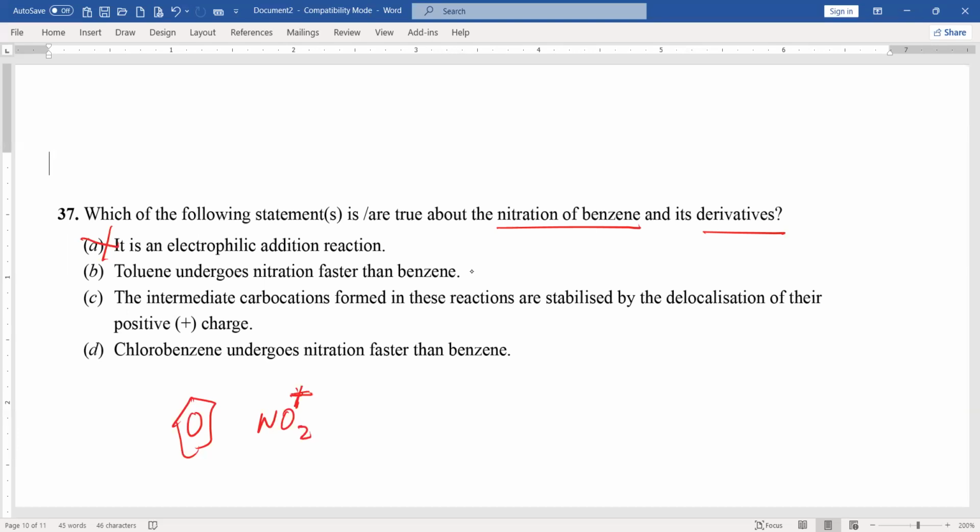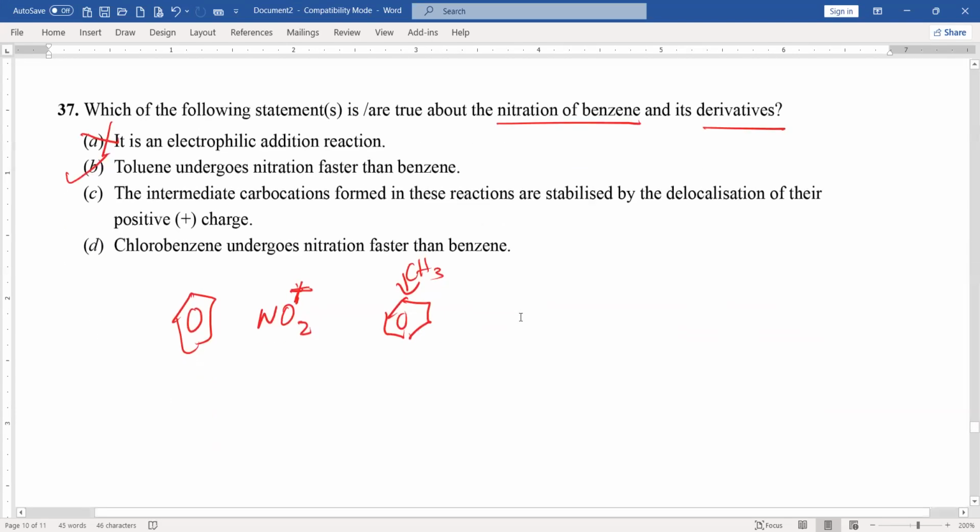Toluene undergoes nitration faster than benzene. That is correct. Why? Benzene connected to CH3, that CH3 will donate electrons towards the ring and so it will be much activated. If the ring is activated by something else, then it is a fast reaction.